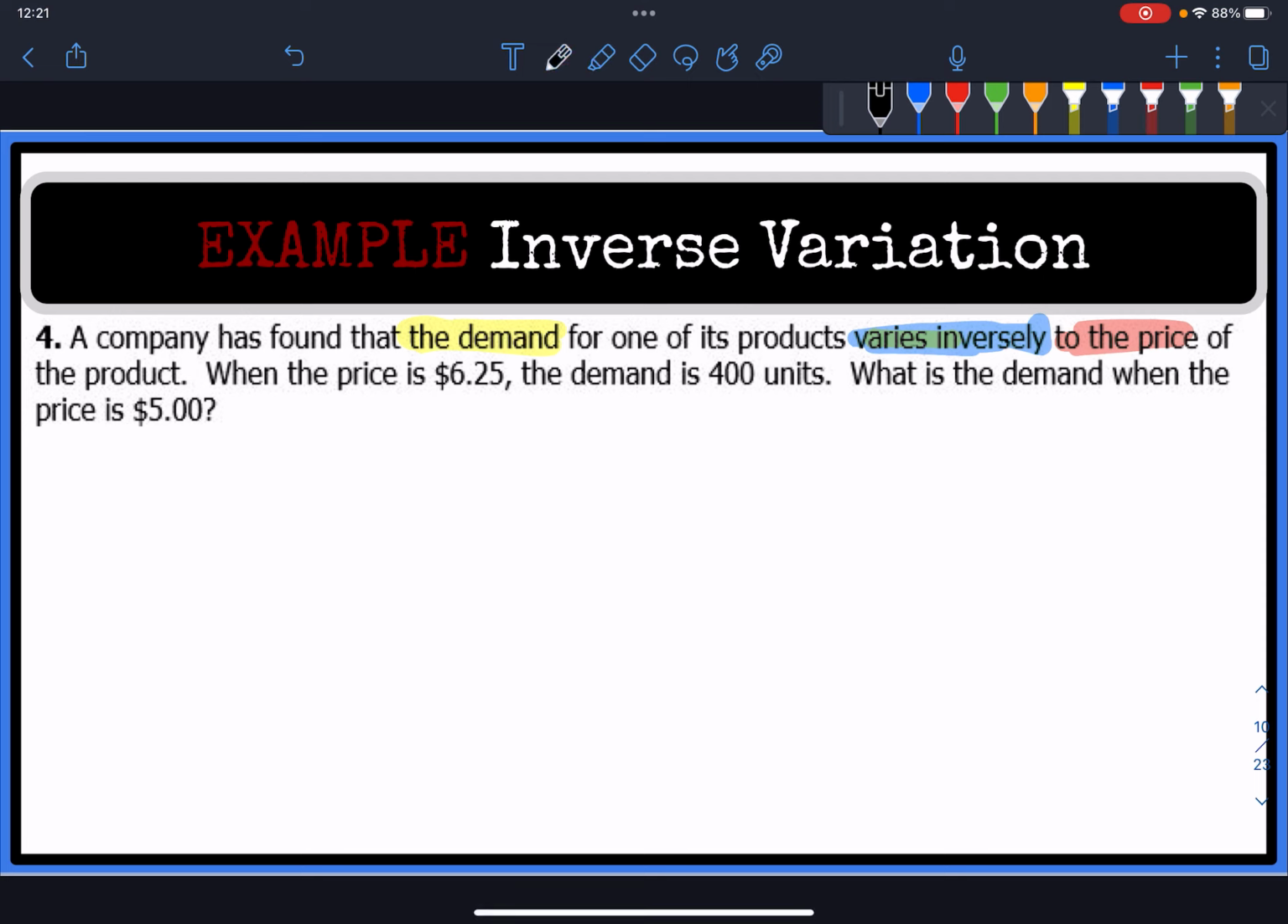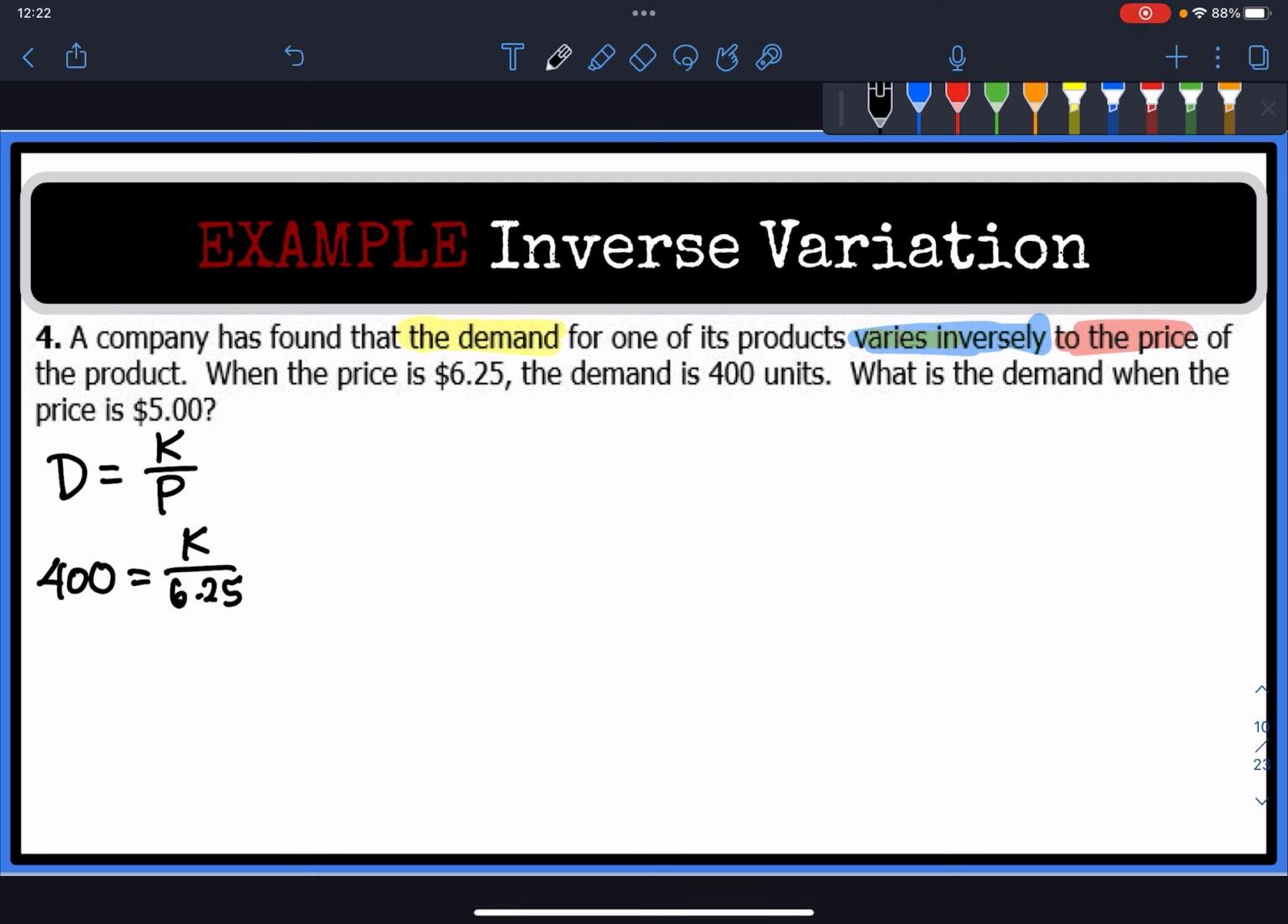So what this implies is that y is equal to k divided by x. But instead of using the generic variables for y and x, let's use d for the demand. Varies inversely divides the k by the x value, and let's use p because it varies inversely to the price. That's going to be the x we're going to use. So instead of x, we're going to use p for price. Now let's plug in from the second sentence. When the price is $6.25, the demand is 400.